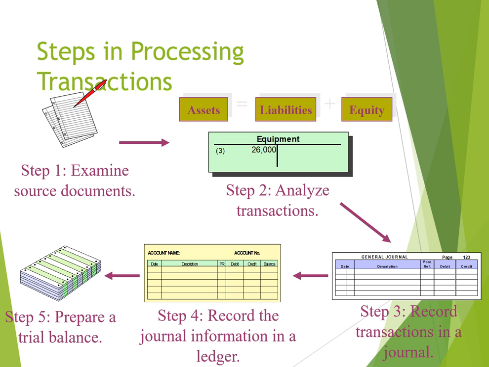First of all, you have to examine the source documents. The source could be vouchers, bills, anything where it is recorded. And next, you record its nature, whether it's an asset or a liability or an equity. That is the analysis of a transaction. After analyzing, you move on to the next step, that is recording in a journal. What is a journal? A journal is basically a general entry book where you record all your transactions.